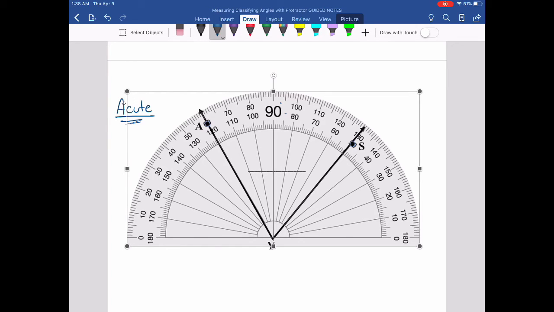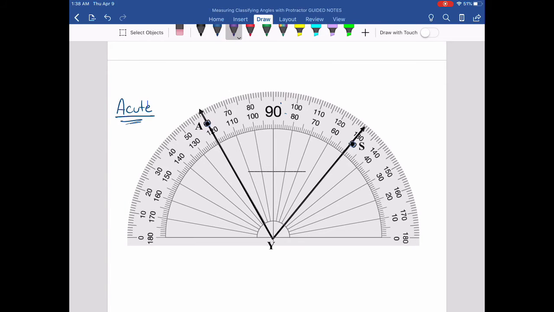Like I said, we determined that it's acute. And then you might also notice that it goes through a few numbers. It goes through 60, and it also goes through, looks like, 130 right there. So some people might say, well, what is it? Is it 60 degrees? Is it 130 degrees? And the answer to that would be, well, neither, just because one of those rays goes through it.